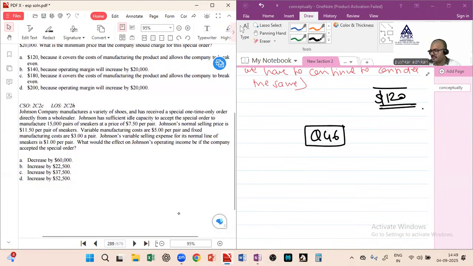Johnson Company manufactures a variety of shoes, and it has received a special one-time only order from a wholesaler directly. Now see, it has received it directly from the wholesaler. Have you done any marketing? Any advertisements? Anything? No. I'll give a simple example to my students who are sitting in the classroom.